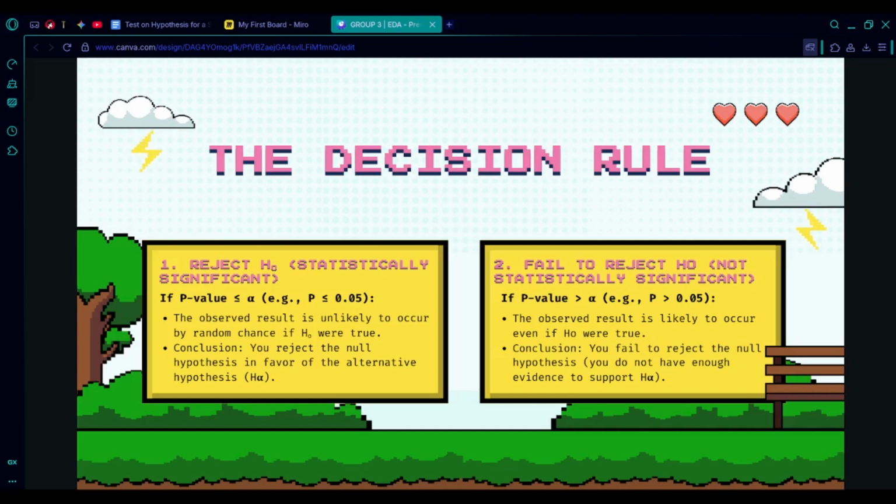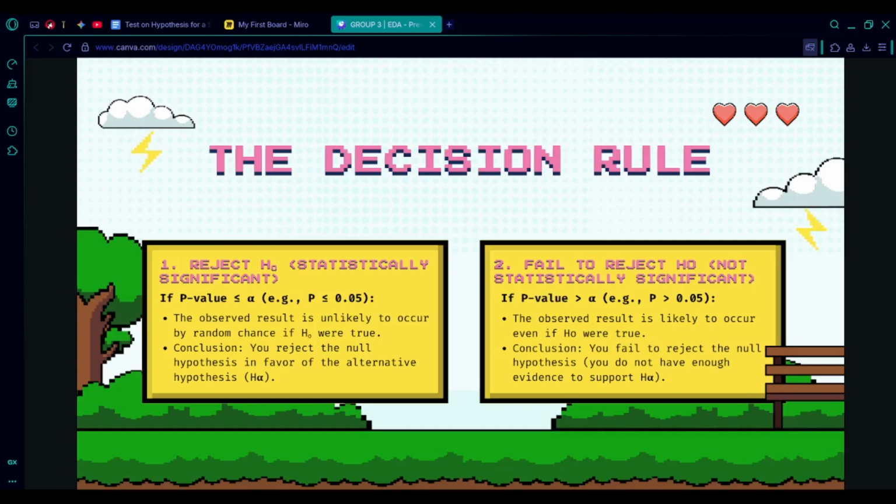The first condition is if we reject the null hypothesis. This is statistically significant if the p-value is less than or equal to the alpha level. Let's say for example, we have a value of p which is 0.04. Obviously that is less than 0.05. In that case, we reject the null hypothesis.